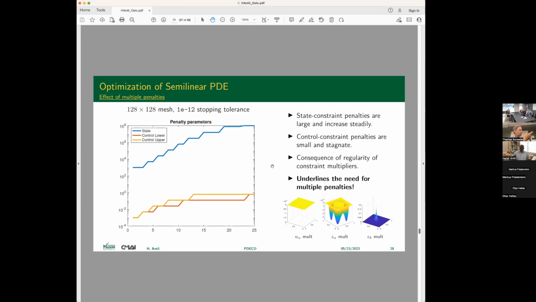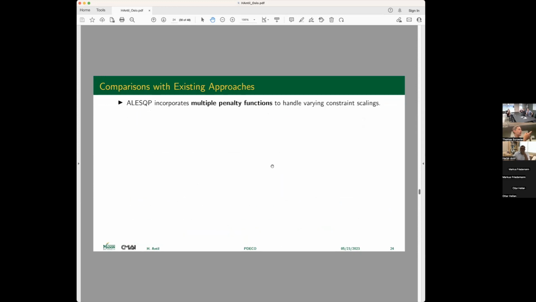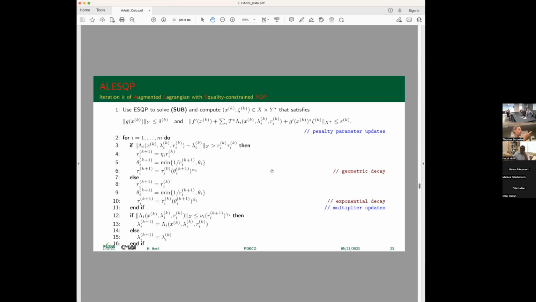So I guess line number 12 in the algorithm will, at least for state constraints, probably be met indefinitely, right? If Z is L2, but the multiplier is supposed to converge to something in H minus 1 or a measure, then that eventually will always be violated as k goes to infinity, because you have to keep updating in that sense. I think so. Yeah, very nice. Other questions?